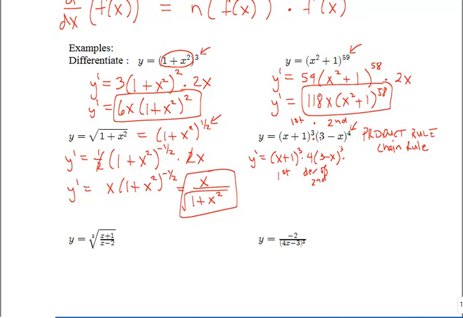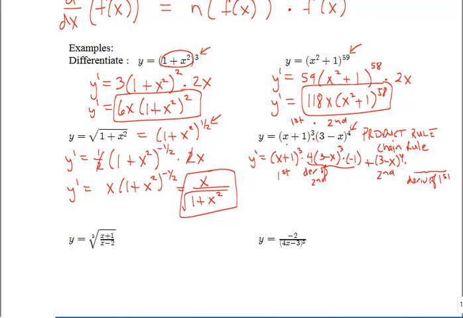Now what's the derivative of 3? 0. What's the derivative of a minus x? Negative 1. Don't forget that negative 1. Okay? So we did first times derivative of second. Now we need to do second, which is this 3 minus x to the fourth, times the derivative of the first. And that's because of our product rule.